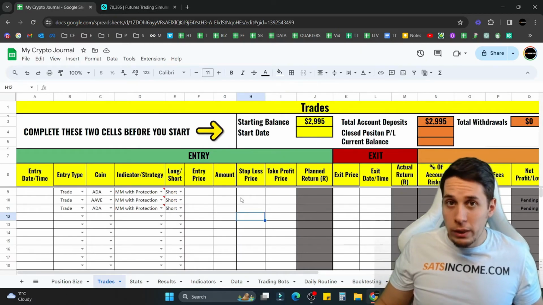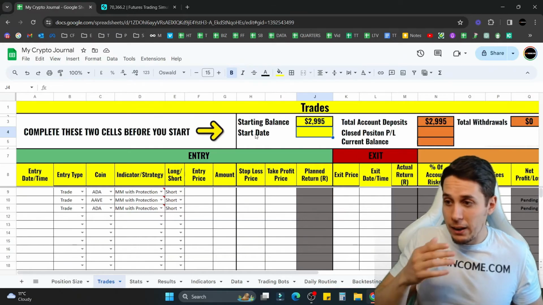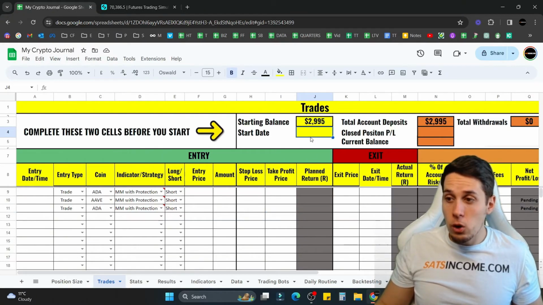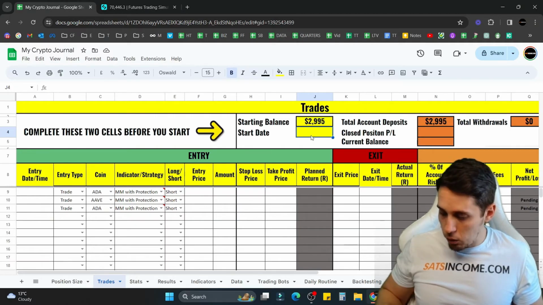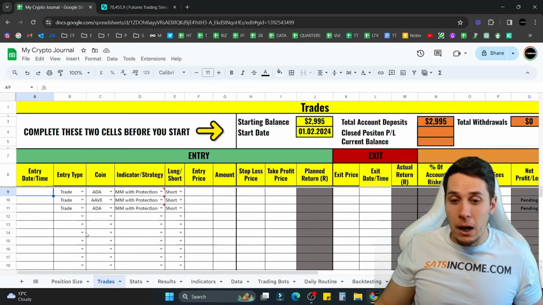Alright guys, one more thing before we start recording trades. It's important to add here your start date. That way you're gonna know when you started using the journal, right? So over time you're gonna be able to figure out if this journal actually helped you. Okay, so let's add here February 1st, 2024. And now let's add some trades, right?